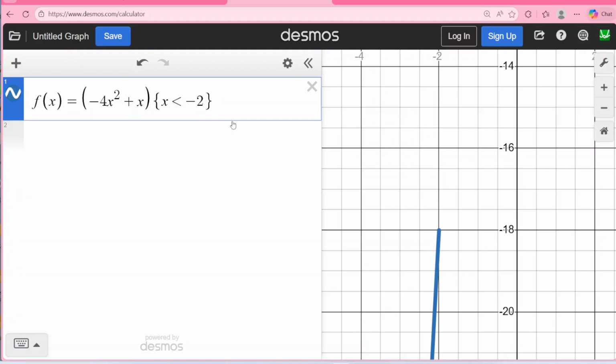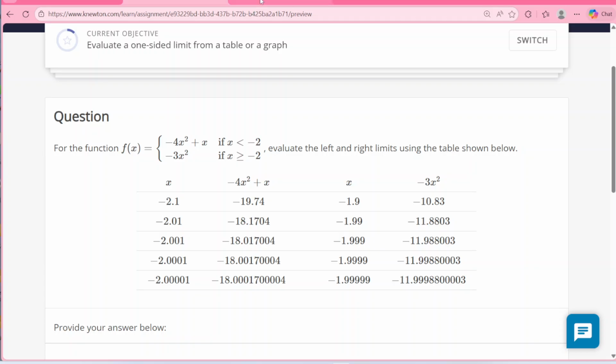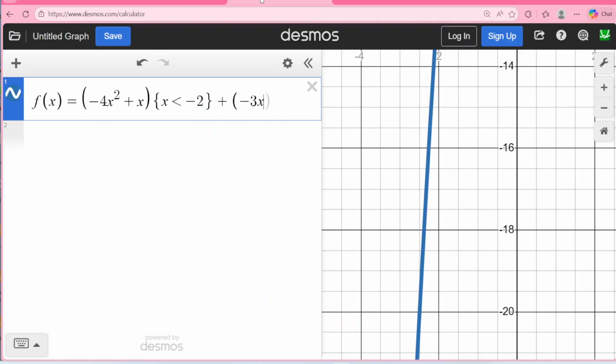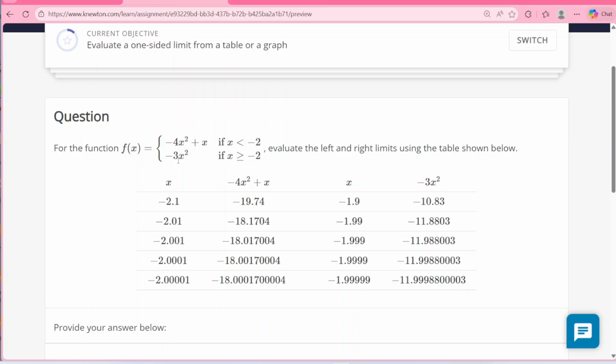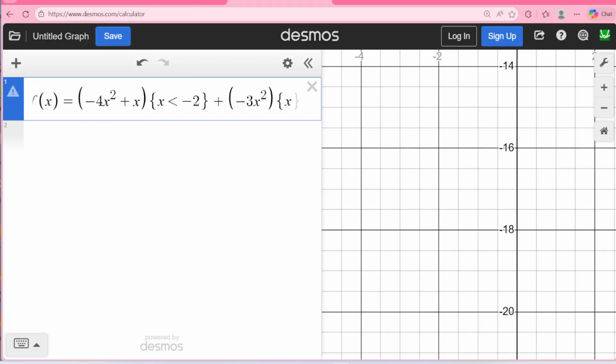All right, so then add to that, plus, and then I put the next piece, which was in parentheses, negative 3x squared, and then times, in curly braces, the inequality for the conditions of that second piece. You were only plugging in that output when x is greater than or equal to negative 2. So in the braces here, x is greater than or equal to negative 2.